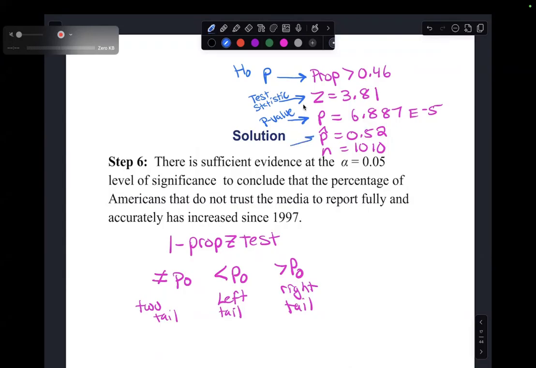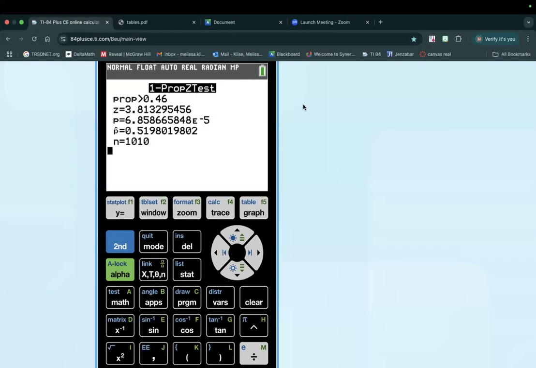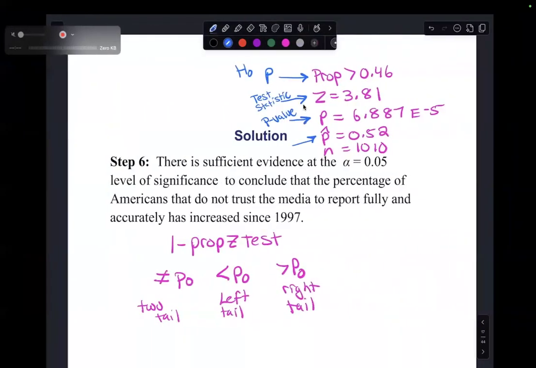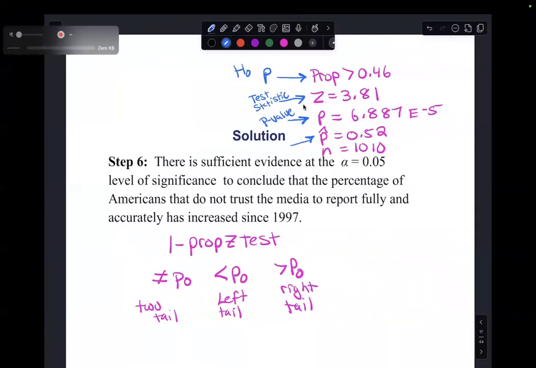This right here is my p hat. I wrote p hat. What does it say on the screen? Oh, it does. Okay. That's from my sample info. That's the proportion of my sample that has whatever characteristic. And then this is just my sample size. Any questions about that?